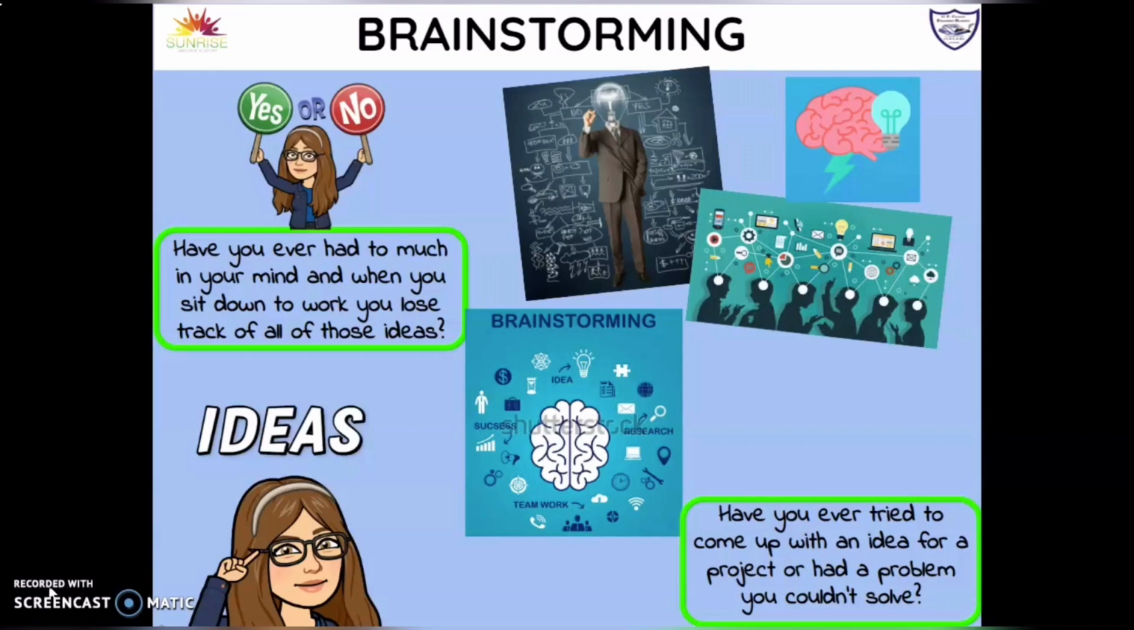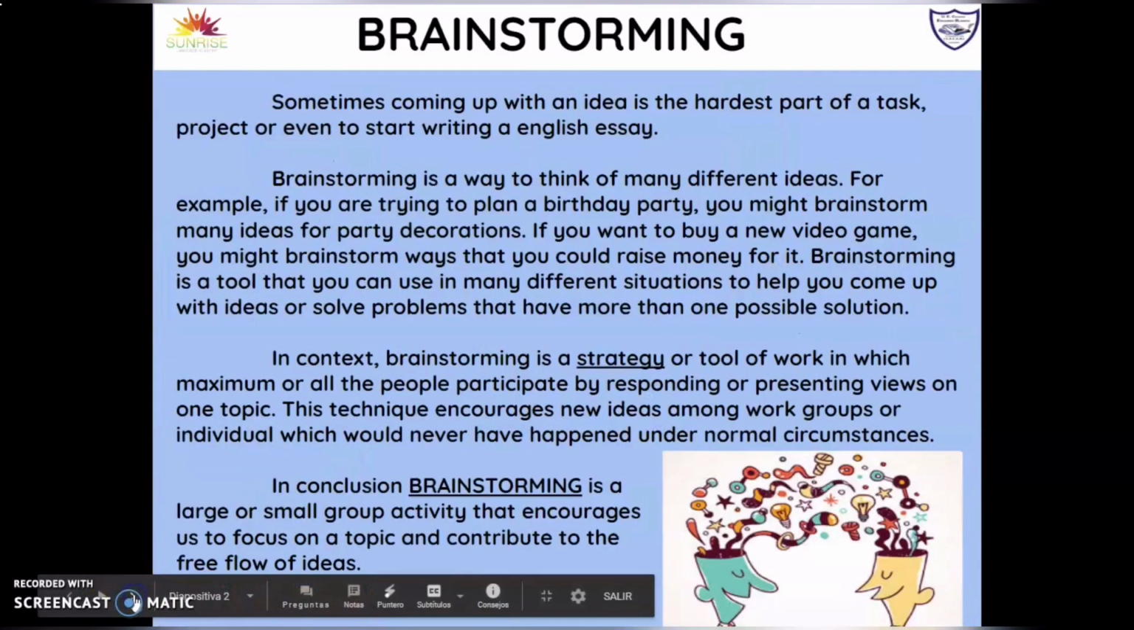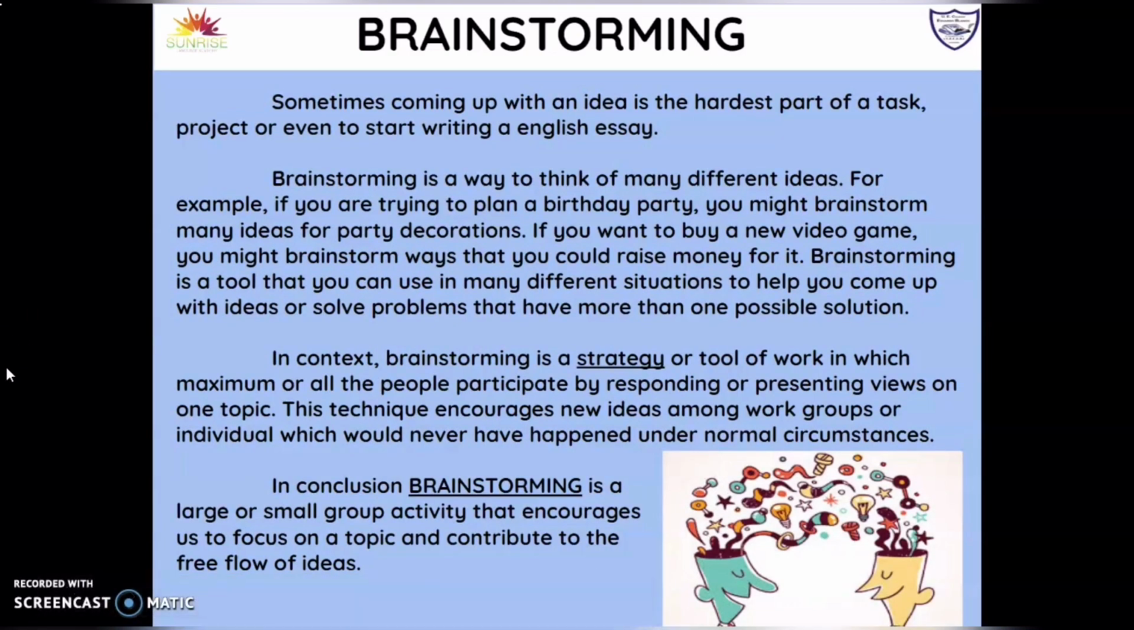Have you ever had too much in your mind, and when you sit down to work you lose track of all of those ideas? Have you ever tried to come up with an idea for a project or had a problem you couldn't solve? Brainstorming is such a versatile technique that you can use it for pretty much anything you can come up with. Let's start by defining what brainstorming is and exactly how it works.